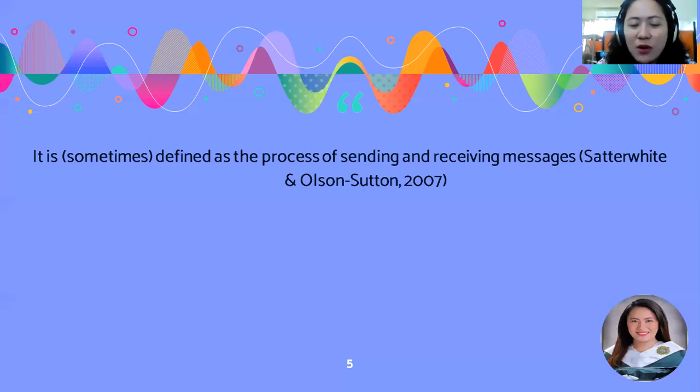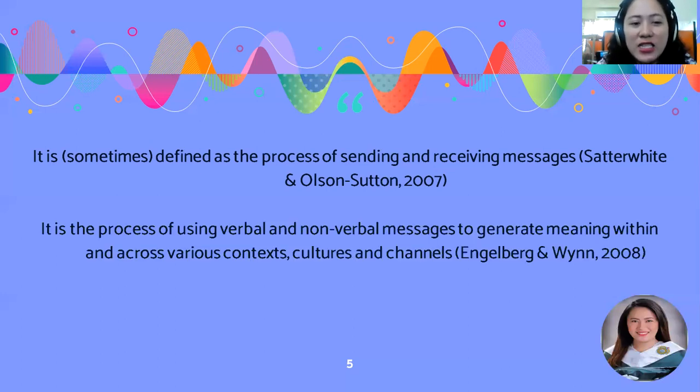Okay, so another definition is that it is the process of using verbal and nonverbal messages to generate meaning within and across various contexts, cultures, and channels. That is according to Engelbert and Wynne 2008. So it is considered here that the meaning is generated in accordance to the context, the cultures, and the channels.